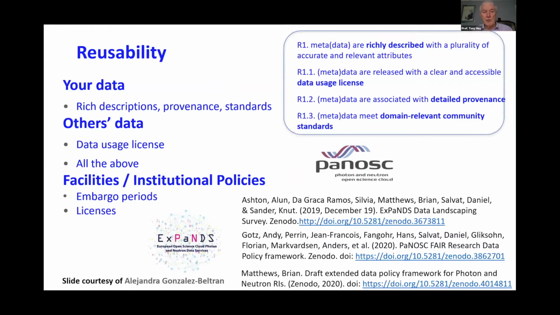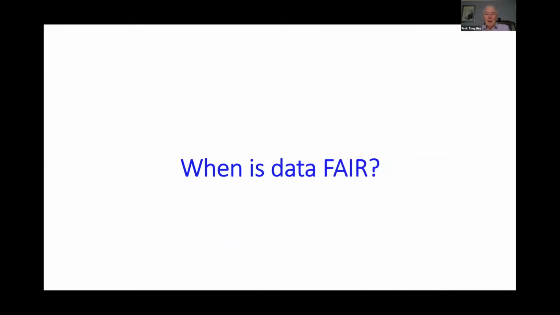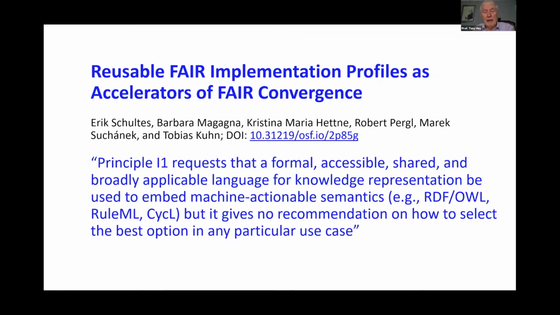And lastly, reusability. So you need the provenance, you need descriptions, you need standards, all of those things, and facilities and institutional policies are obviously important. So those things are important, but I'm not going to go through them in detail. So you've got your data set, you've got some metadata. Is it FAIR? And so now there are people actually trying to evaluate how FAIR your data is.